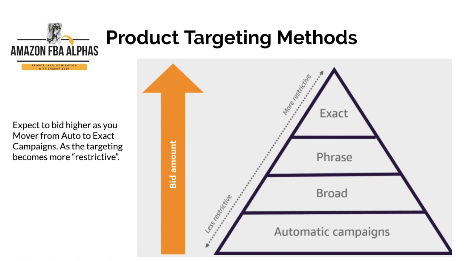Okay? So obviously when you've got an auto campaign, you can't actually choose keywords. We'll speak about that soon. So we've got automatic campaigns, broad, phrase, and exact. And as you can see in that pyramid, the less restrictive is at the bottom, and the higher you go up, the more the bid is going to cost. And we're going to talk about that in a different video.